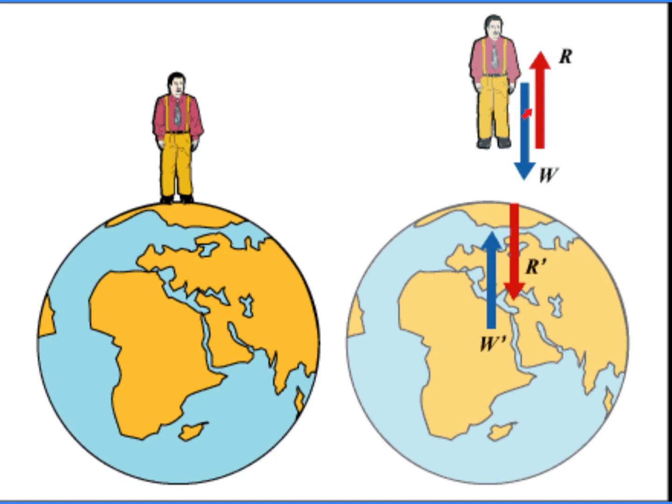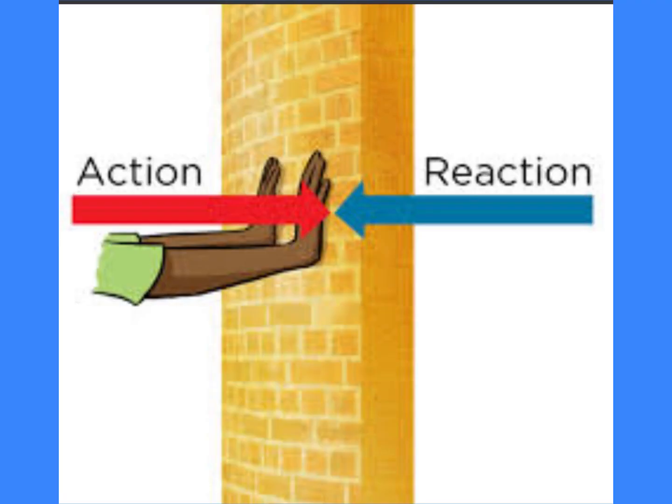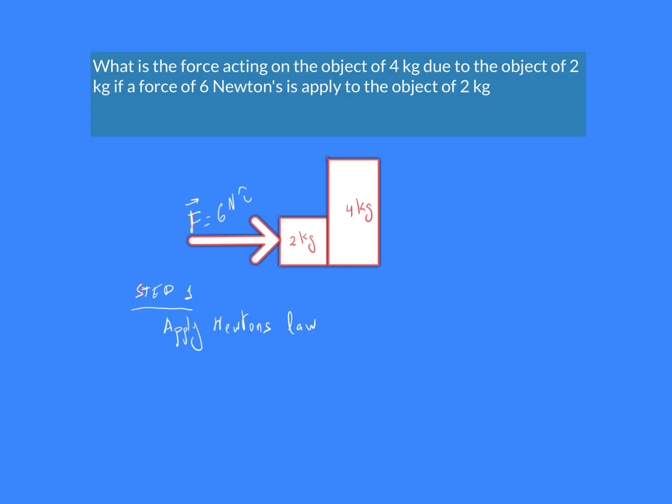So here, this is the weight, and the weight is going here, and the reaction is this one. And this R is the force that the surface of the earth is doing on the guy. And this force is the force that the guy is doing on the surface of the earth. Okay, so more action and reaction. You can imagine here what is happening.